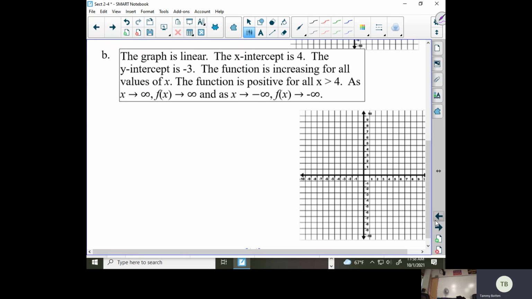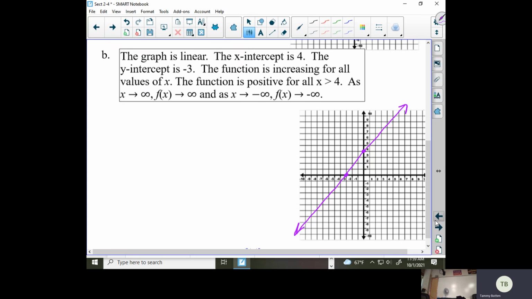So it says the x-intercept is 4, which is right here. And then it says the y-intercept is at -3. The function is increasing for all values of x. And actually, when they tell you something is linear, if you know 2 points, you can automatically draw a line through there. And remember, I have rulers up here. So we can automatically just draw our line. Because this is linear, that means you're going to have a straight line through those 2 points. Okay? And then you can go back and read it.